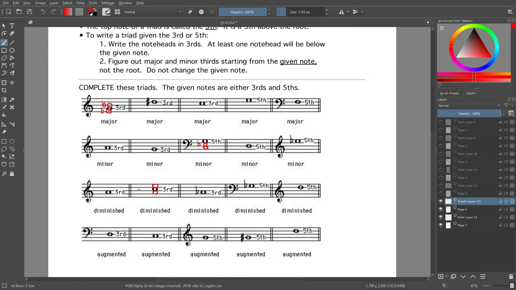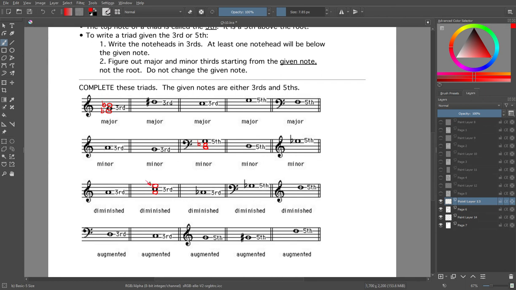Now for diminished, if we remember, the thirds are both minor. We have a minor third on top of a minor third. So from C to E, is that a minor third? Count the half steps. Is it 3 or 4? It should be 4 at the moment, and that would make it a major third.